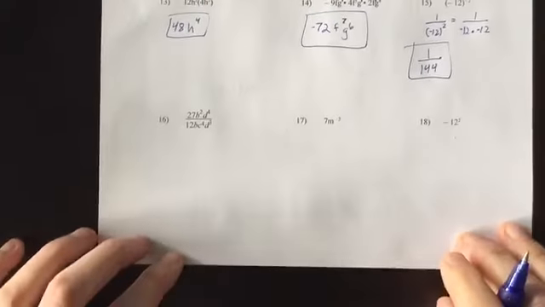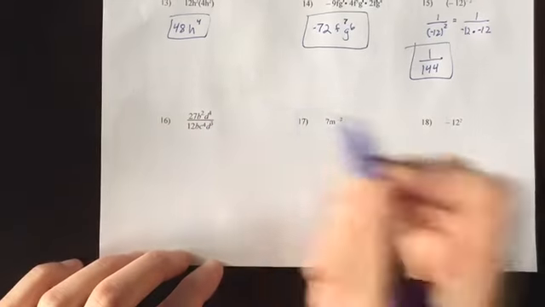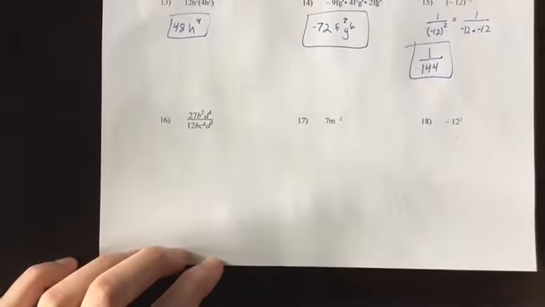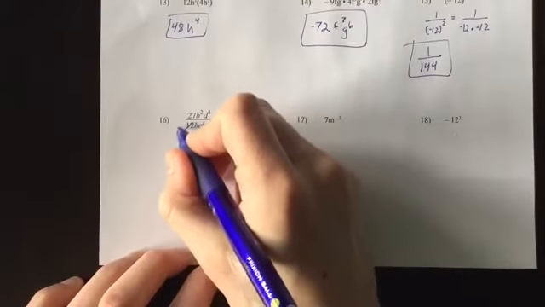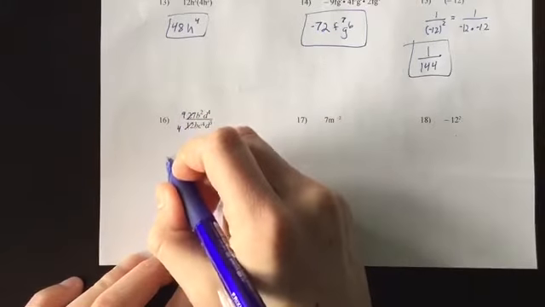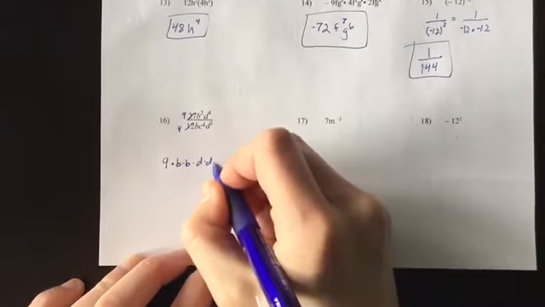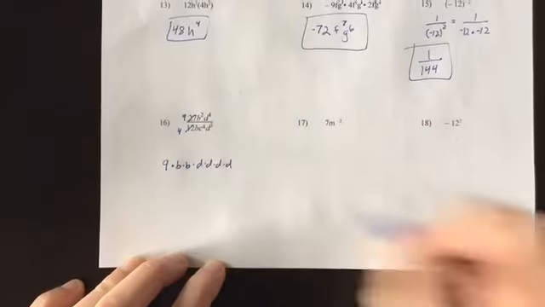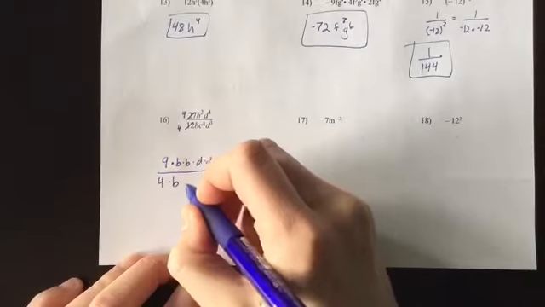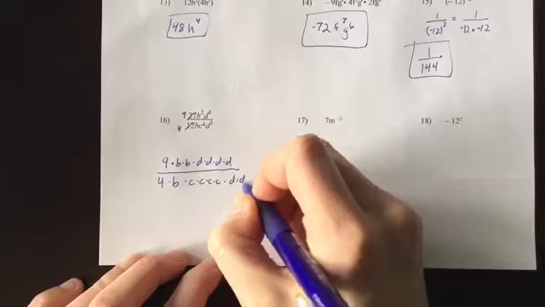Okay. On 16, we have 27b squared d over 12b c to the 4th d to the 3rd. I can see here 27 and 12 have a common factor of 3. 3 goes into 12 4 times. 3 goes into 27 9 times. Now for this one, I'm going to expand so we can see what's going on. b times d times d times d times d times d. Some of the other ones with division I might just visualize, but for our first one, let's expand. Times b times c times c times c times c times d times d times d.